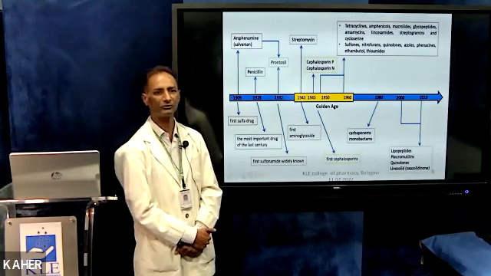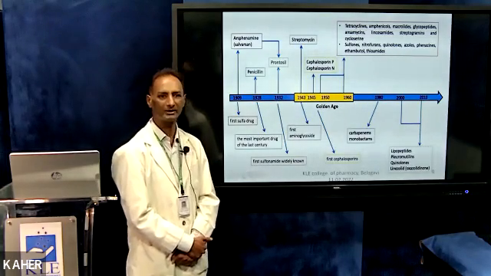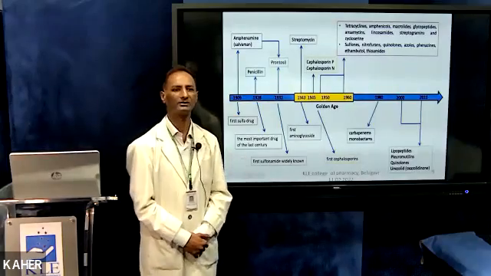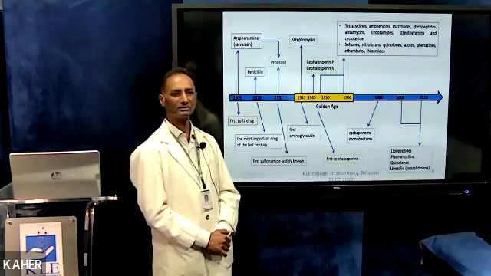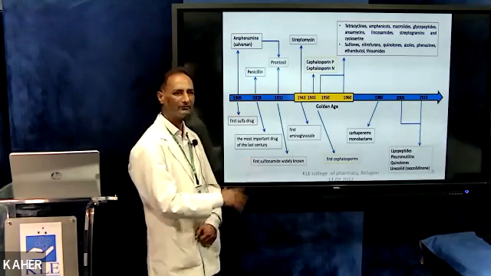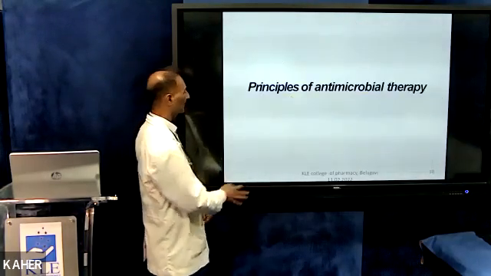From 1943 to 1960 is called the golden era, when many antibiotics along with anti-cancer drugs were discovered. So this is a brief about the history of antimicrobials.